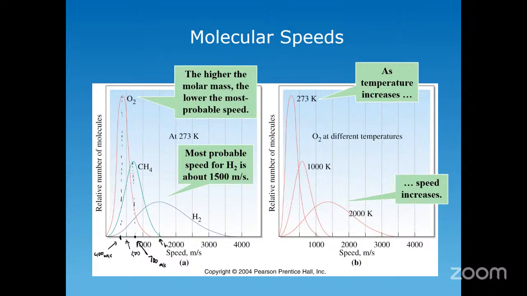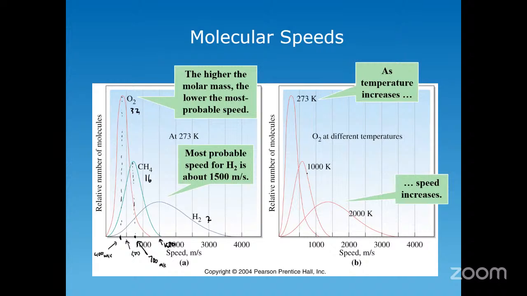So what we see here is that as you go from oxygen to methane to hydrogen, the root mean squared speed of the gas increases. That's because oxygen has a molar mass of about 32, methane has a molar mass of about 16, and hydrogen has a molar mass of about 2. So basically, as I said before, the lighter the gas, the faster it travels at the same temperature. That's what is being shown here for the graph on the left.